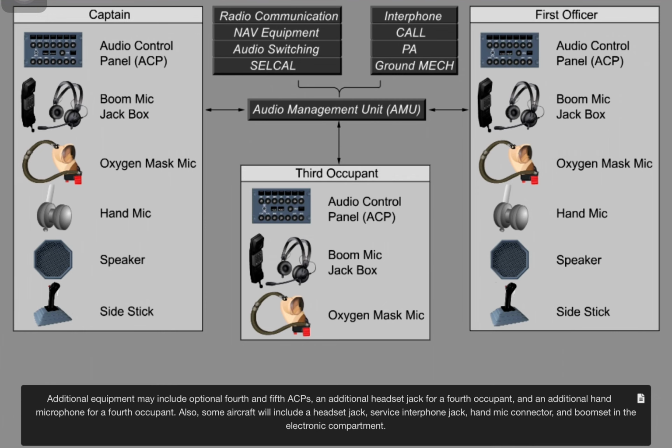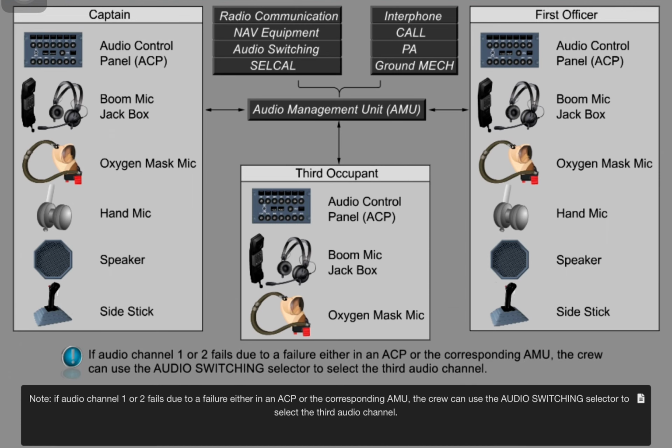Additional equipment may include optional 4th and 5th ACPs, an additional headset jack for a 4th occupant, and an additional hand microphone for a 4th occupant. Also, some aircraft will include a headset jack, service interphone jack, hand mic connector, and boom set in the electronic compartment.